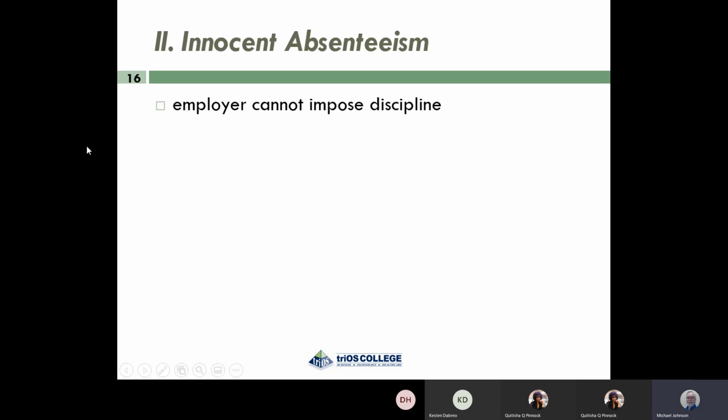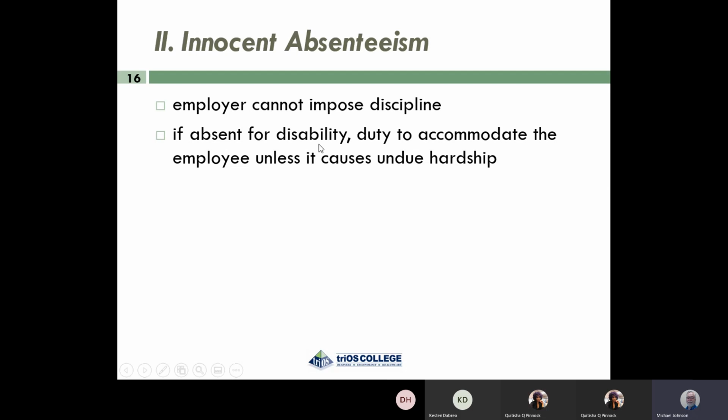Innocent absenteeism. Well, in this case here, you can't impose any discipline because there's a valid reason, and the employee has reached out to the employer to tell them why they can't actually be there. Now, this may even happen afterwards, but at least you made the attempt to let them know, whereas culpable, you didn't. So if absent for disability, a duty to accommodate, once again, we try to help that individual.